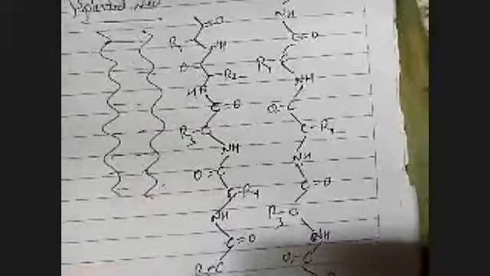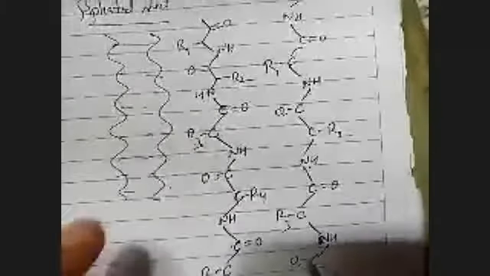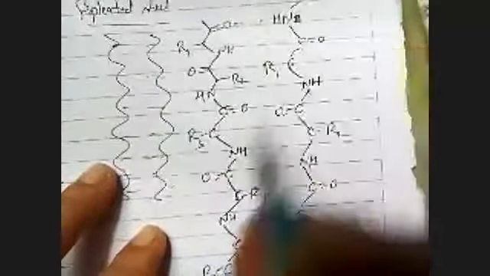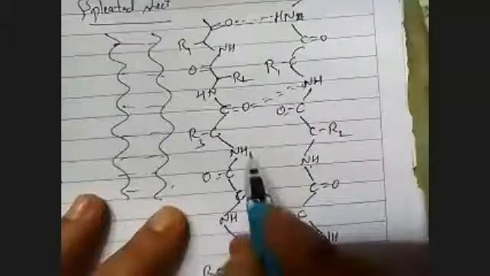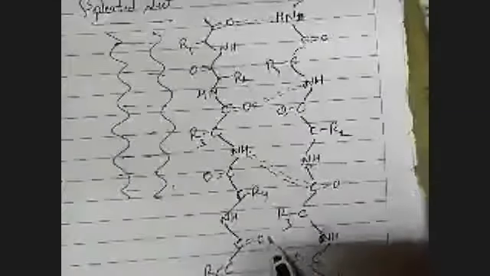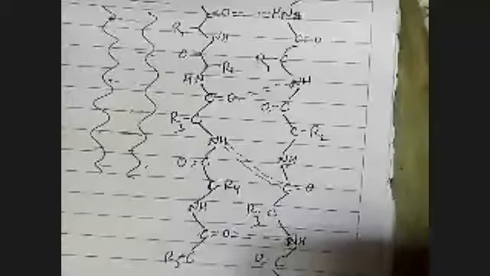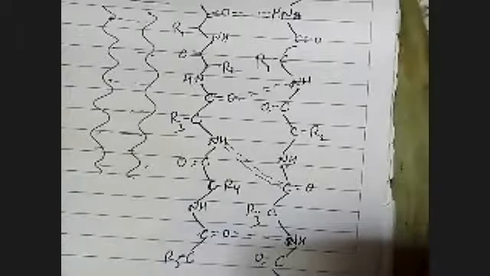Okay, so what happened? This O will come, I can write this H here, this combines with this, and here O with this N, fine, and here, so it will join like this. Okay.